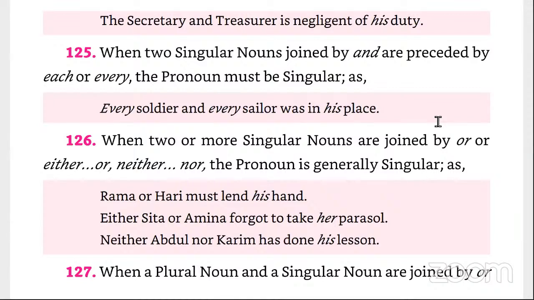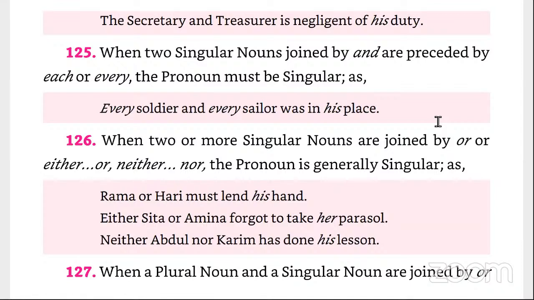Rule number 126: when two or more singular nouns are joined by or, neither nor, the pronoun is generally singular. For example, Rama or Hari must lend his hand. Here, when I say Rama or Hari, I refer to a single individual. Either Ram will do it, or Hari will do it. So since it is singularity, we use his hand.